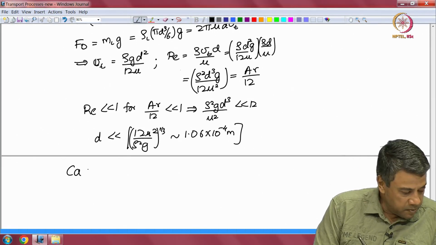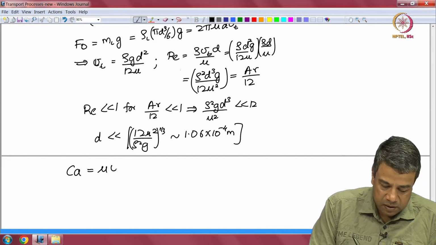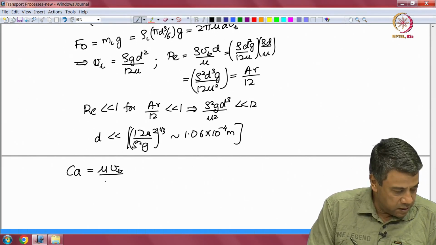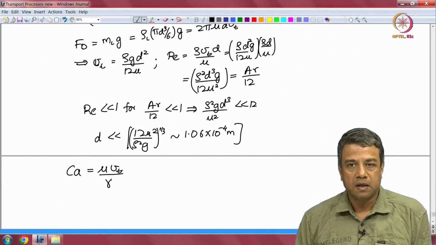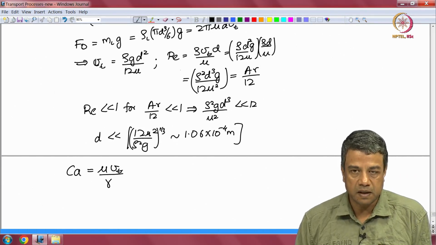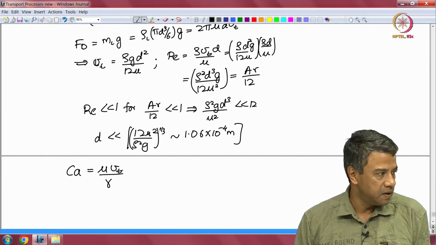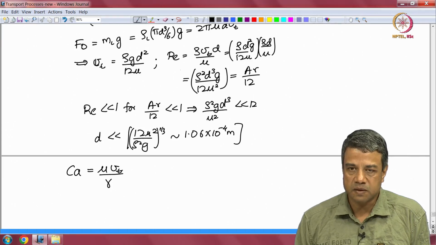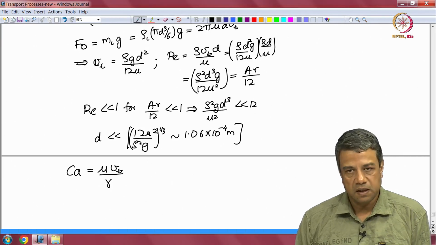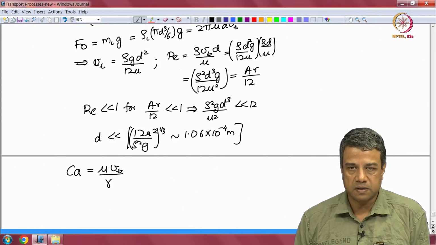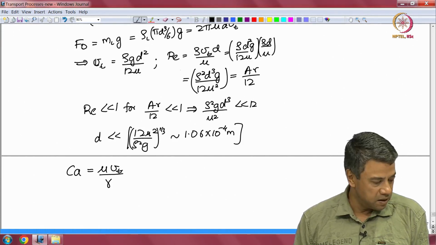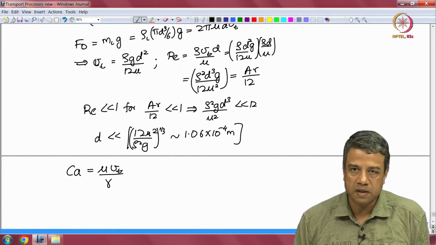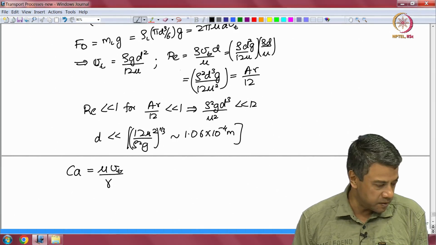Recall that the capillary number is defined as mu Vt by the surface tension, ratio of viscous and capillary and surface tension forces. When the capillary number is small, surface tension forces are much larger than the viscous forces, and you can neglect viscous forces in comparison to surface tension forces, and in this case the bubble is approximately spherical, okay, when the capillary number is large.